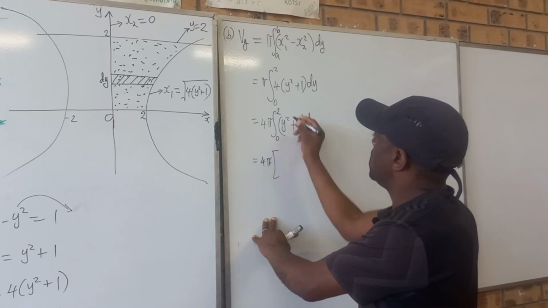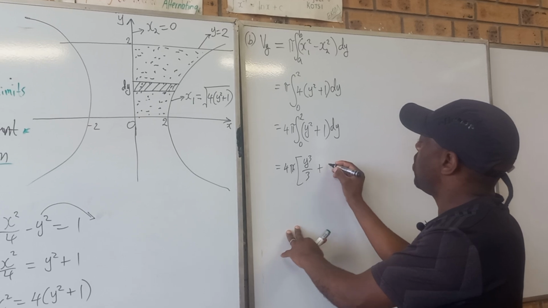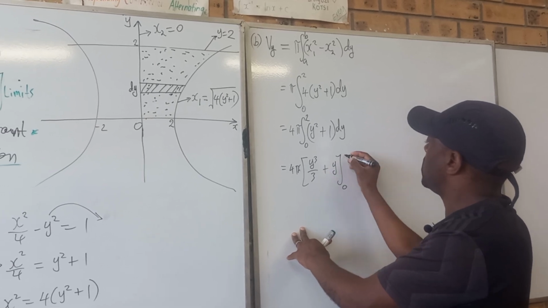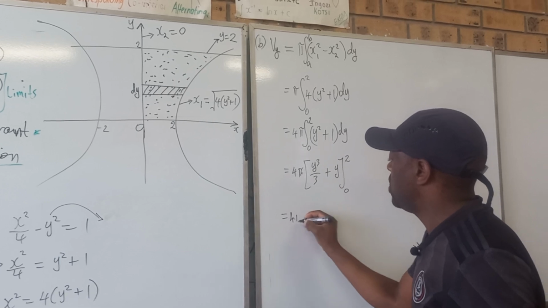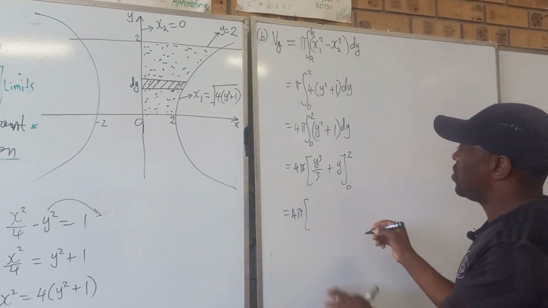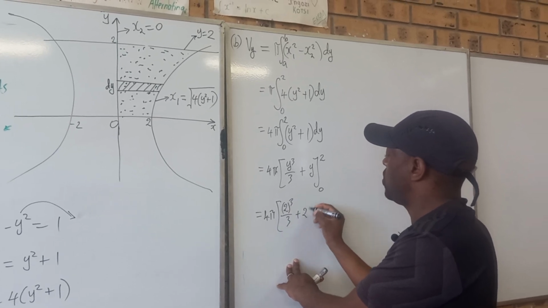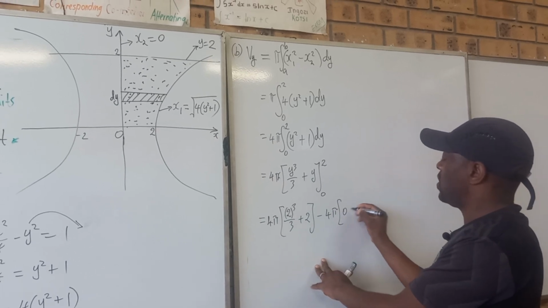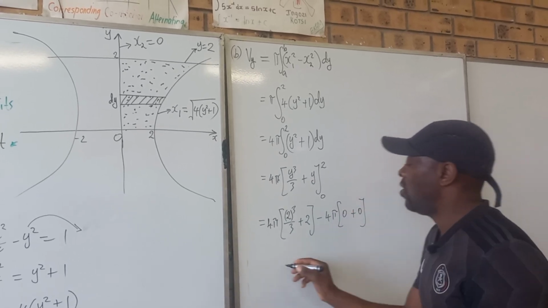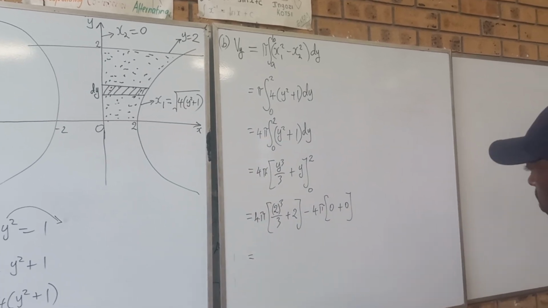If I'm integrating y squared, it gives me y cubed over 3. I integrate 1, it gives me y, from 0 to 2. Then I substitute my limit. My upper limit is 2, so I get 2 cubed over 3 plus 2. Then my lower limit is 0, so it's 0 plus 0. So it shows that the lower limit is gone. What I'm left with is just to calculate the upper limit.